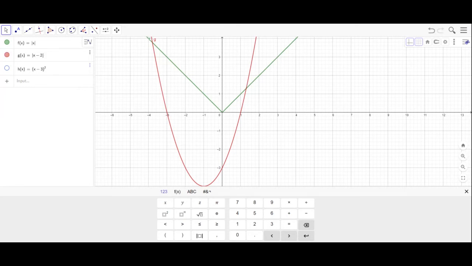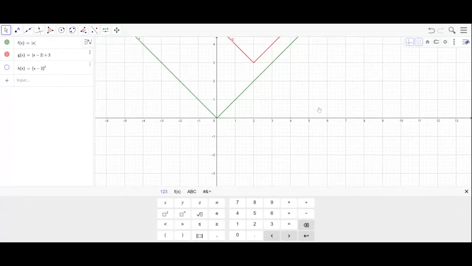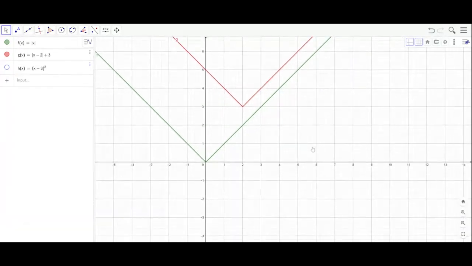X minus 2 on the inside, and then we're adding 3 on the outside. So this is what I want to graph, right? So do you think that the minus 2 on the inside is going to move it left or right? How are we moving? Left or right? Let's look at it here. How did it go? We went right since I'm subtracting 2.